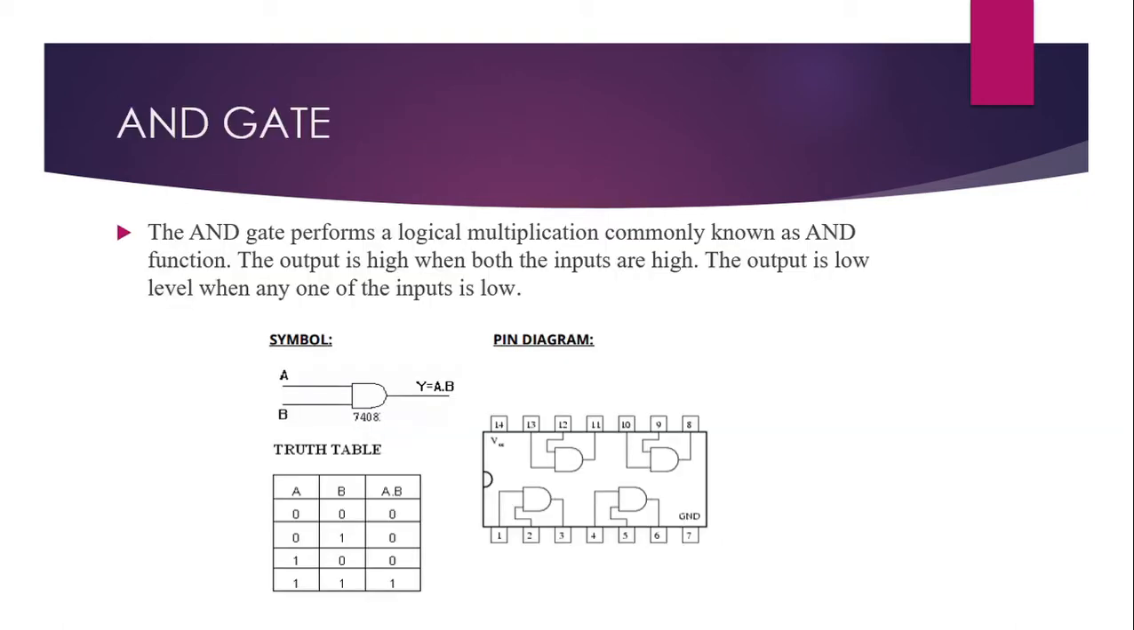AND gate performs a logical multiplication commonly known as AND function. The output is high when both the inputs are high. The symbol and truth table are given for the AND gate.